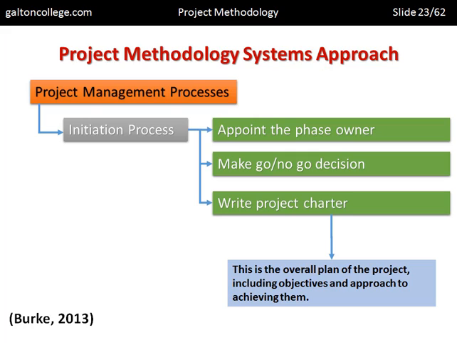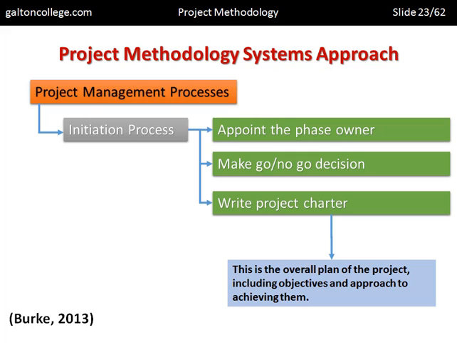Assuming that it's go, write a project charter. This is the overall plan for the project, including objectives and approach to achieving them. So it's important that the project has guidelines, it has got limits, it's got boundaries, and these should be stated in a document. So the project manager should state what the project will achieve, what the project will need in terms of resources, how it will go about the achievement of its outcomes using those resources.